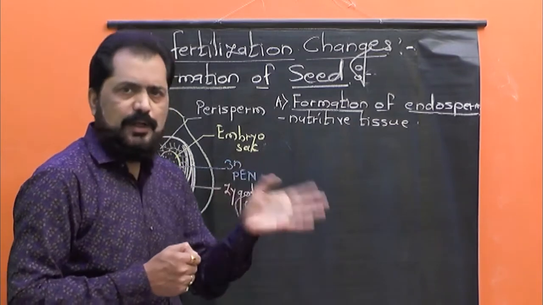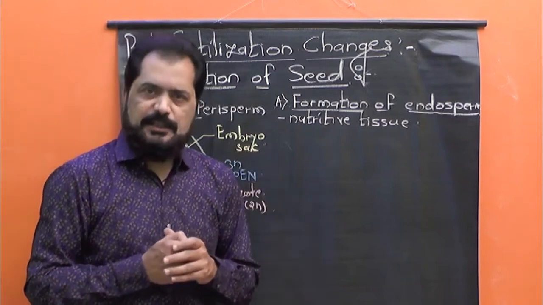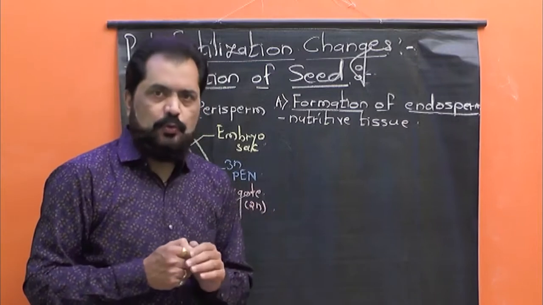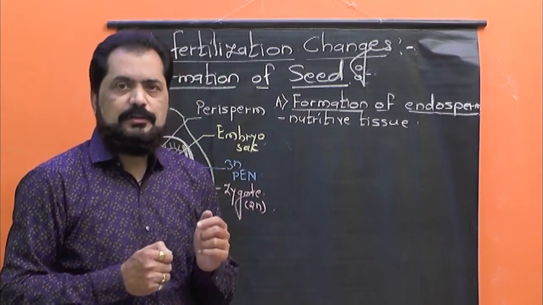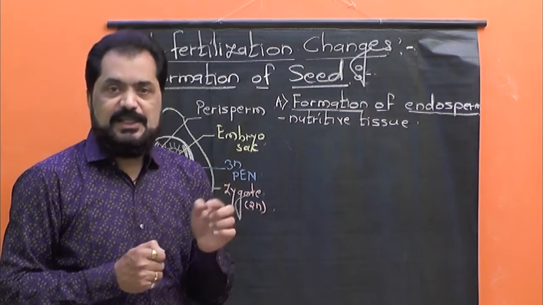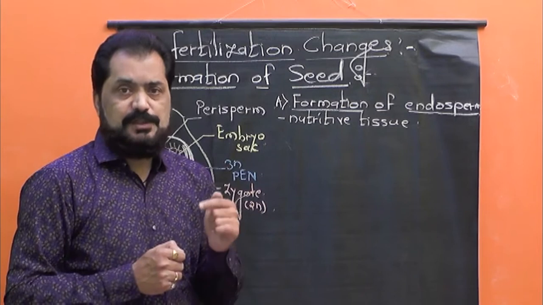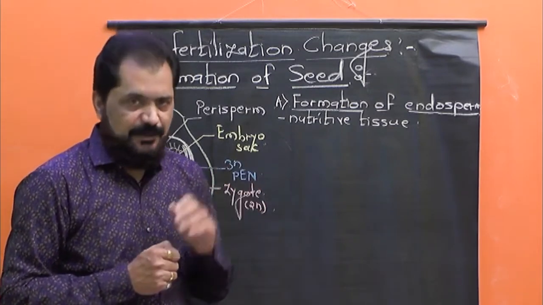So first of all we have to remember that endosperm is nothing but the food-laden or nutritive tissue, and it provides nourishment for the developing embryo, as well as during the process of seed germination and formation of the young seedling.